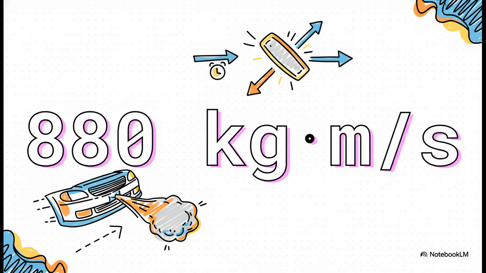A big football player, say 110 kilograms, running at 8 meters per second. You do the math, and he's got a momentum of 880 kilogram meters per second. That is a whole lot of unstoppability. You would not want to be in his way.